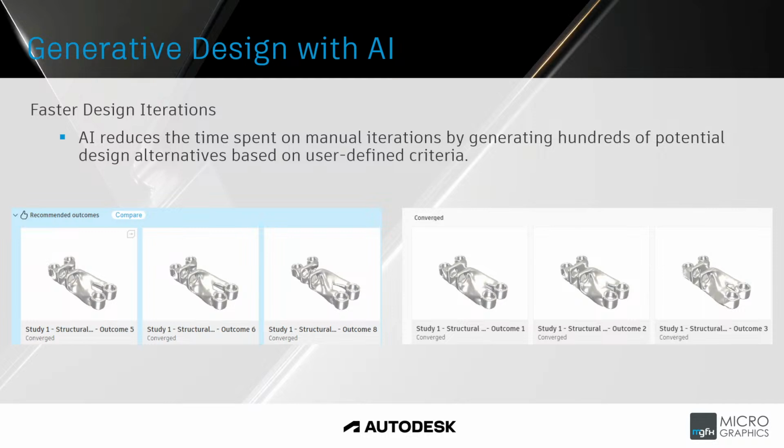So we can see just an example here. There's some recommended outcomes on the left. So we're seeing outcome 5, 6, and 8. And on the right-hand side, we see the first 3 outcomes, outcome 1, 2, and 3 there on the right-hand side.